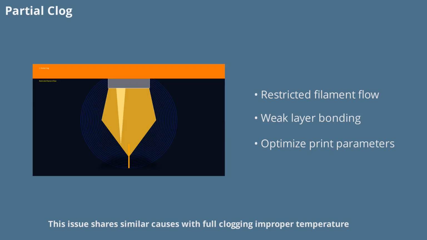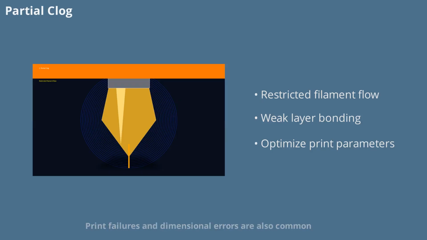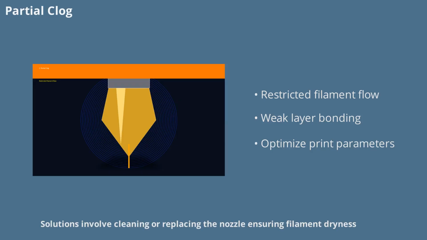This issue shares similar causes with full clogging: improper temperature, wet or low-quality filament, incorrect speed or retraction, and insufficient maintenance. The effects mirror those of full clogging, including poor surface finish and weak layer bonding. Print failures and dimensional errors are also common. Solutions involve cleaning or replacing the nozzle, ensuring filament dryness, optimizing print parameters, and regular calibration. By addressing partial clogs promptly, you can maintain print quality and avoid larger failures.